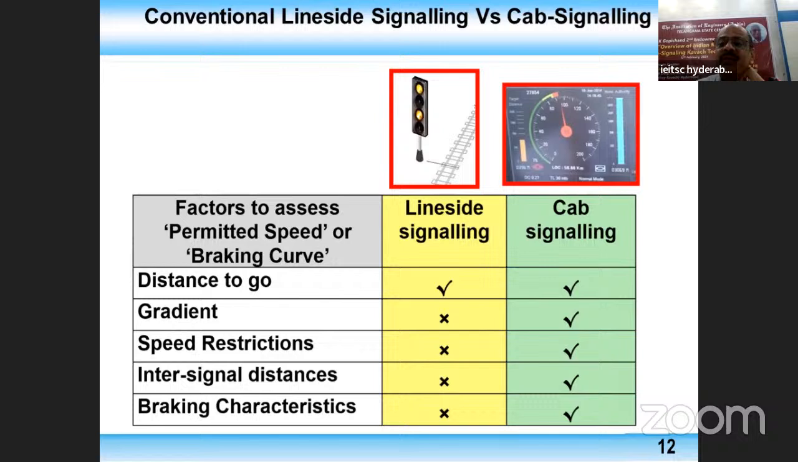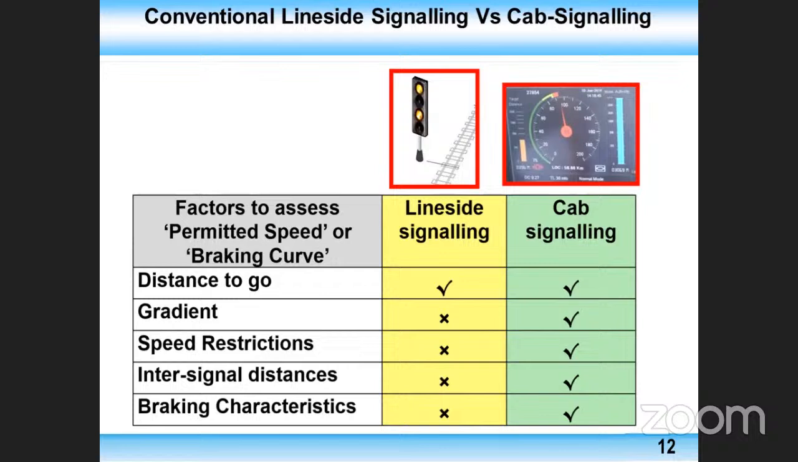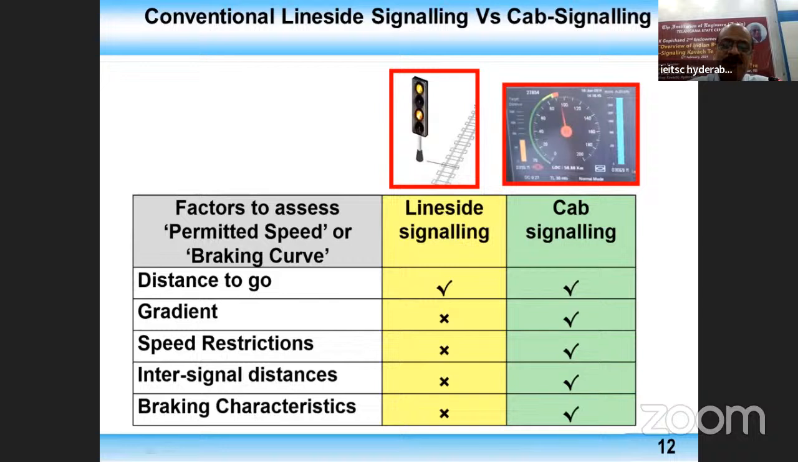This particular constraint is avoided in CAB signaling. How come? In CAB signaling, the train knows its own braking characteristics. So at a safety spot, in an identical situation, the permitted speed shown to Vande Bharat would be different from the permitted speed shown at the same spot to a loaded goods train. So this particular feature would provide line capacity benefits. Next slide, please.